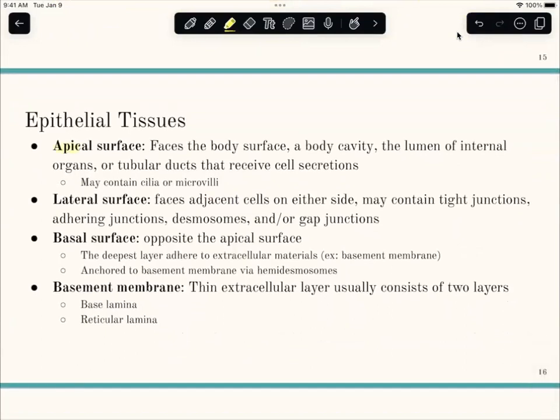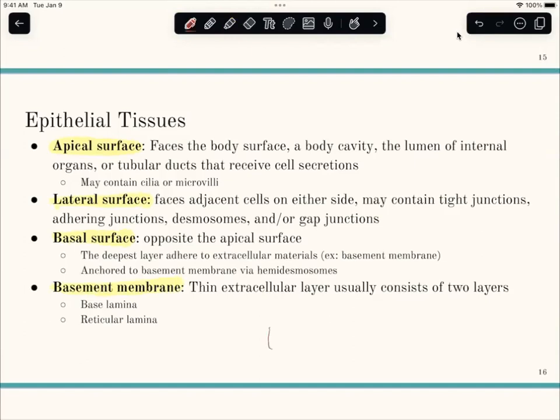So, apical surface. This is what faces that body surface. We have a lateral surface of our cells. These are cells that face each other. We have that basal surface, which is the bottom of the cell or the bottom layer. And then we have that basement membrane.